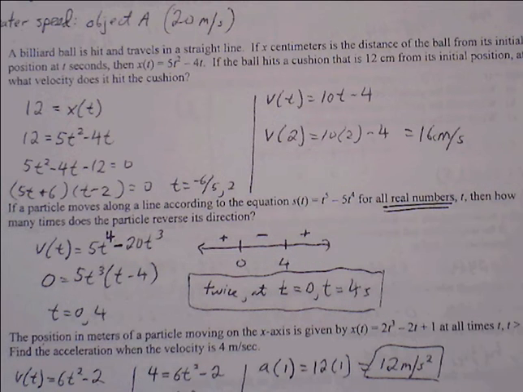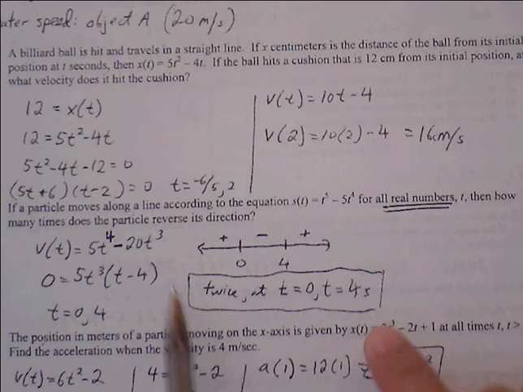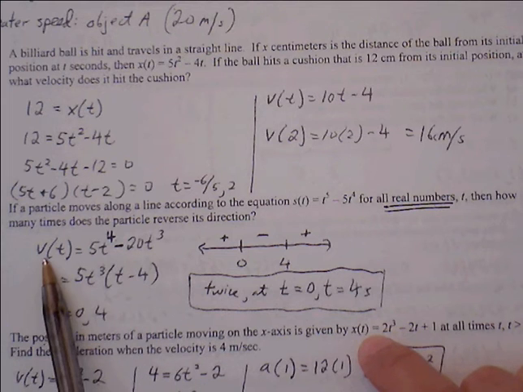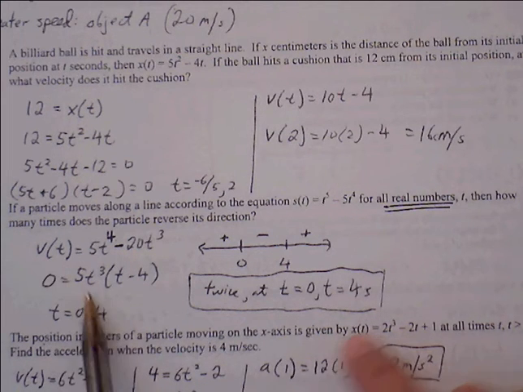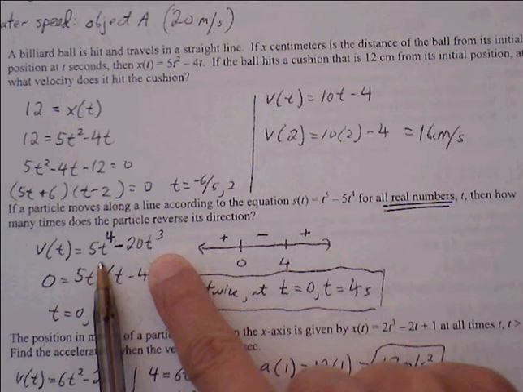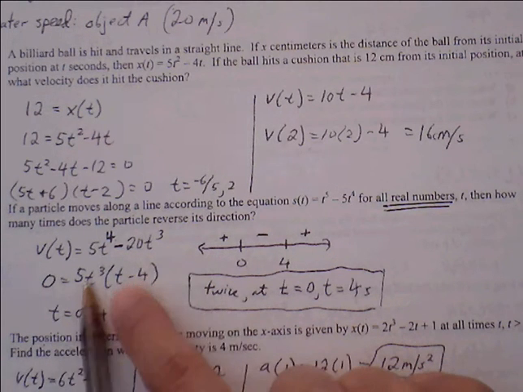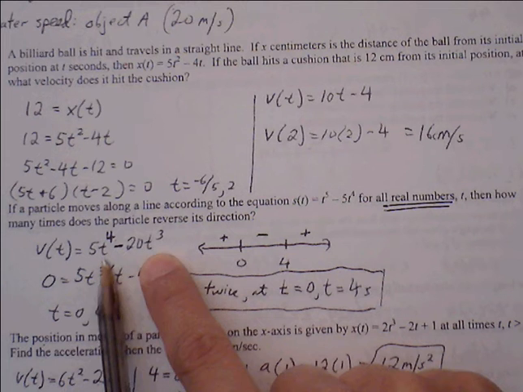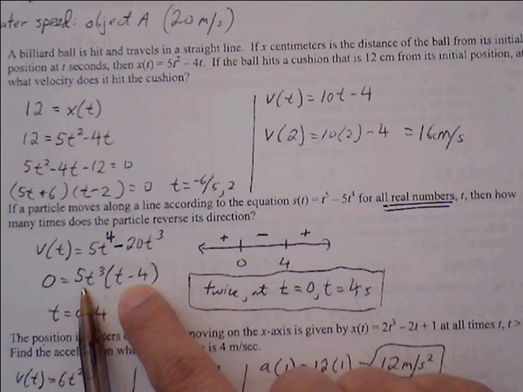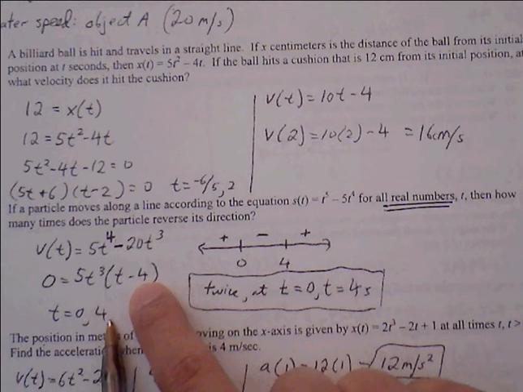Okay, once we have our velocity function, we're going to set that equal to 0 because we want to find out the time at which the particle is at rest. So we set 5t to the 4th minus 20t cubed equal to 0. We can factor out 5t cubed. We're left with t minus 4. So we can set both factors equal to 0. 5t cubed equals 0, that means t equals 0. t minus 4 equals 0, we get t equals 4.